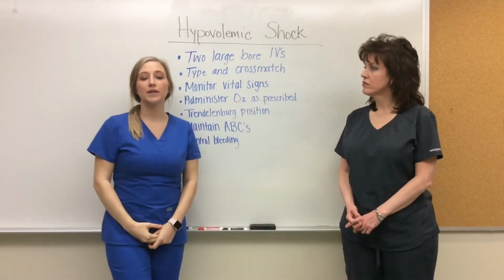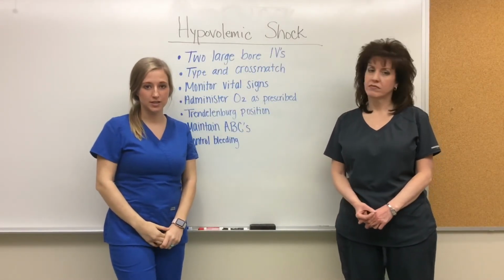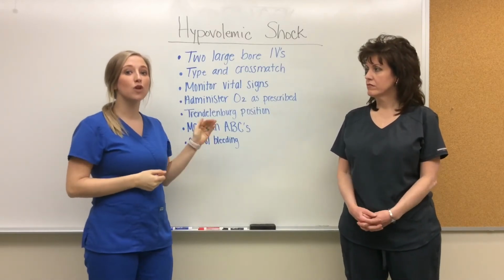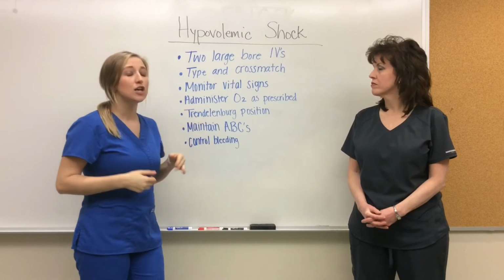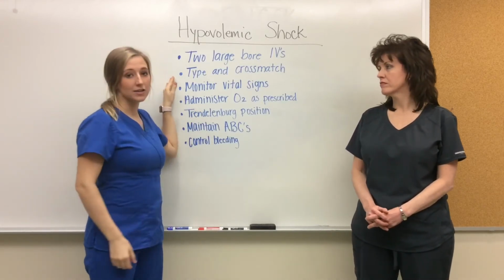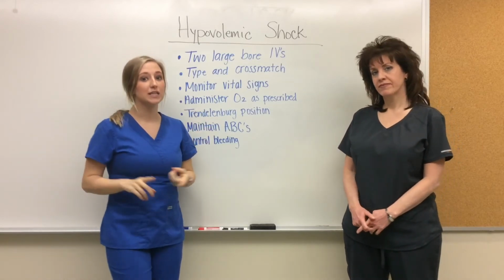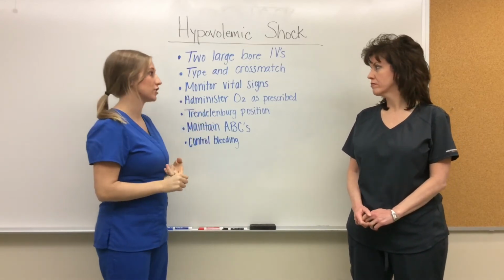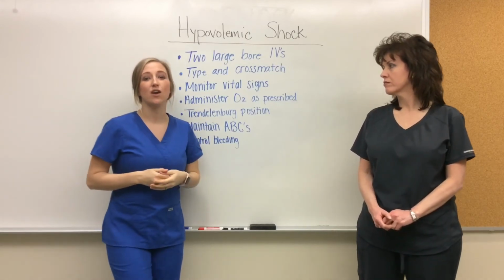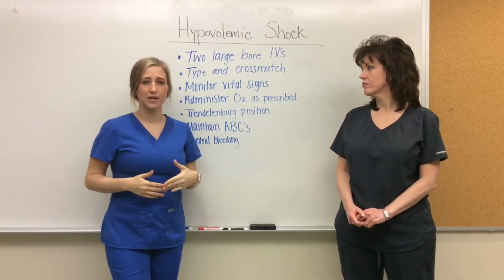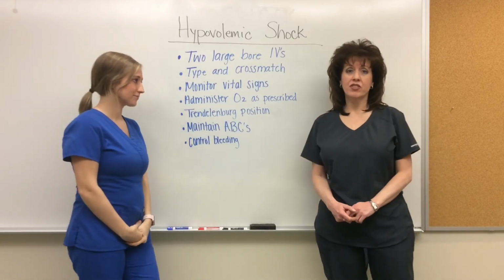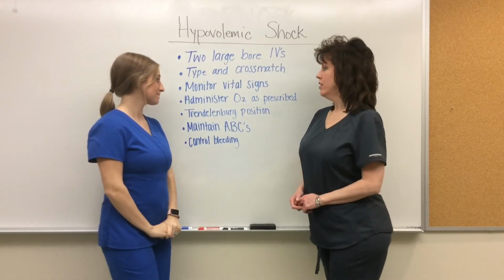All right, so now we're going to talk about some interventions that we can do as nurses for hypovolemic shock. It's really important that we maintain 2 large bore IV access. That's going to be a gauge greater than 18. Type and cross match, we need to make sure that we know their blood type, their Rh factor in case they do need a transfusion. Monitoring their vital signs is also important, and we should allow this patient frequent rest periods because they're going to physically be tired. We're also going to administer O2 as prescribed.